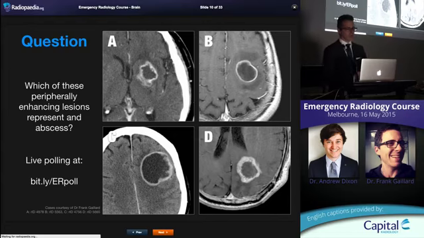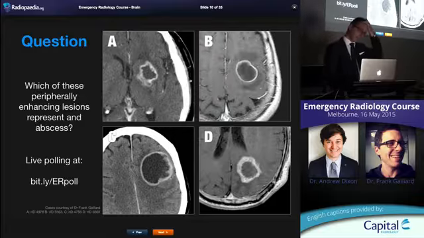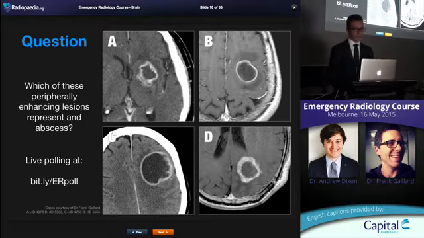All right, another question, quick poll. Which of these peripherally enhancing lesions represents an abscess? A, B, C, or D?